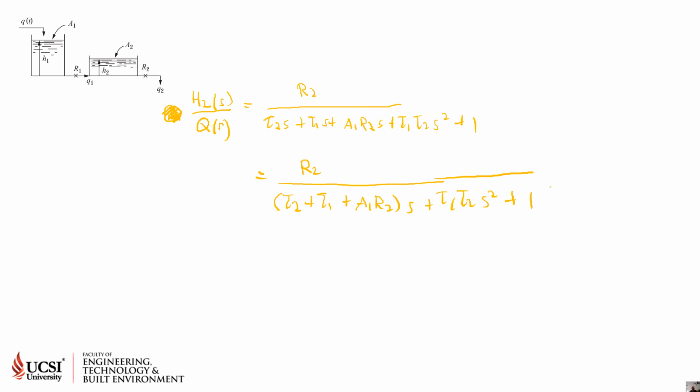So this one is already in the standard form of the second order system. If we look at this equation at the denominator, there is the presence of the cross product, which is A1 multiplied by R2. This term will give the sluggish response to the system. So this one is our final transfer function for H2s over Qs. Okay, so thank you so much.